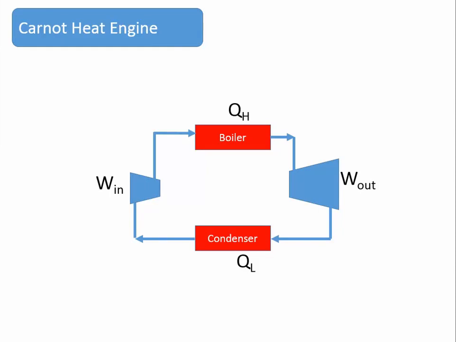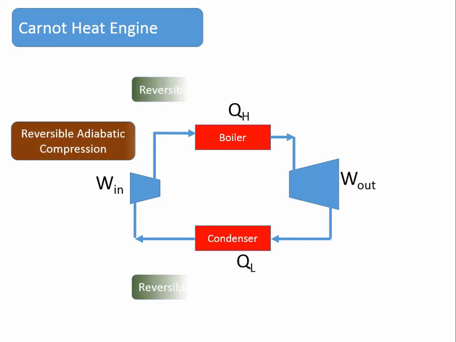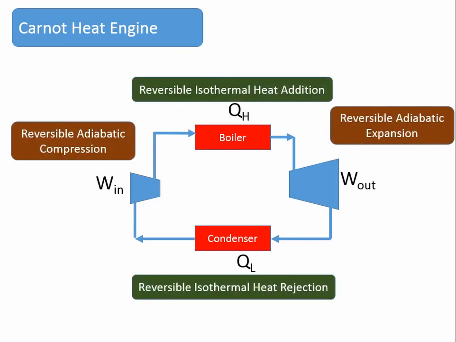Since we learned the Carnot cycle, let us examine its processes. It has four processes because it has four key elements. At the boiler, you have reversible isothermal heat addition. If it is not a Carnot heat engine, it is only isothermal heat addition. But since it is a reversible or Carnot engine, it is reversible isothermal heat addition.